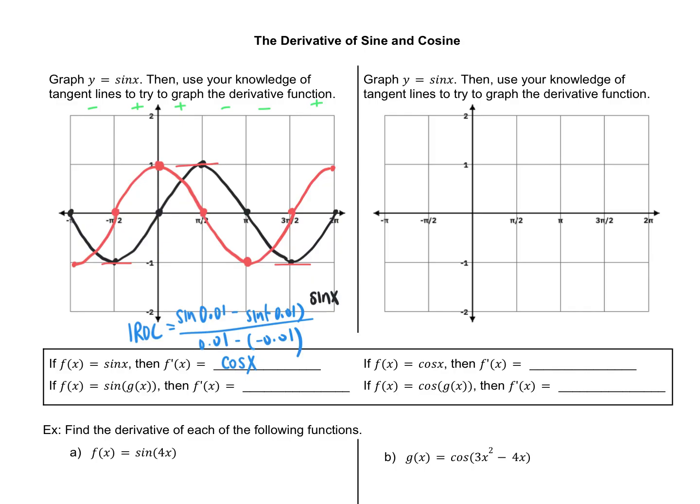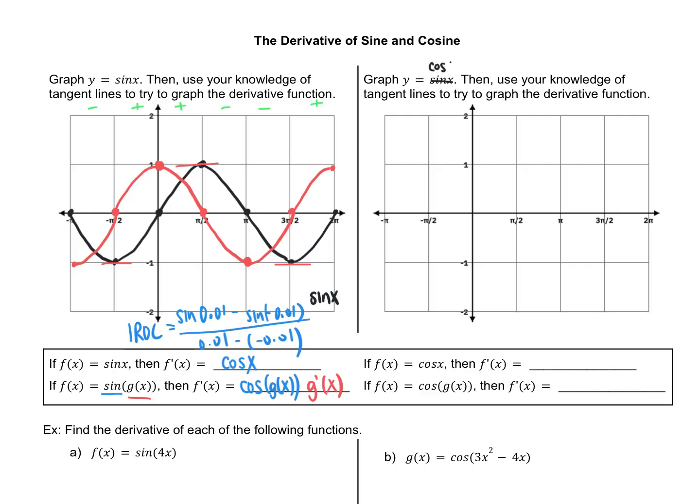So if I have sine of g of x, my outside function is sine. First I'm just going to take the derivative of sine, which is cos, and I'm going to keep the inside function the same. And then my inside function is g of x, so I have to multiply what I just wrote by the derivative of g of x. And there it is. Let's try the same thing a little faster for cos x.